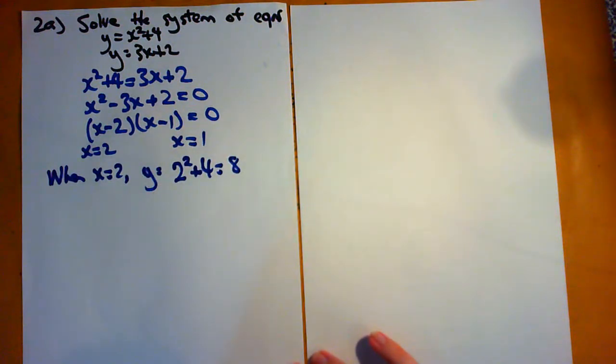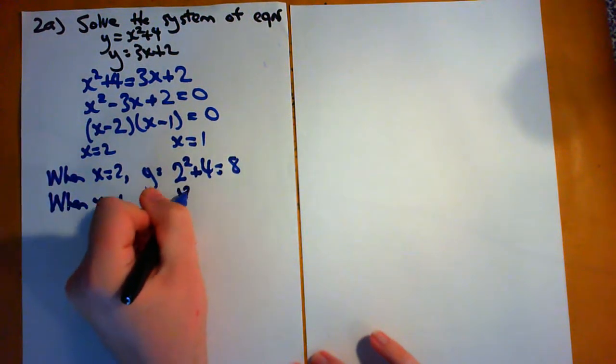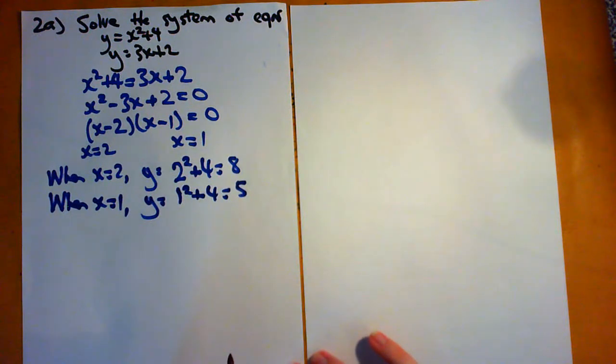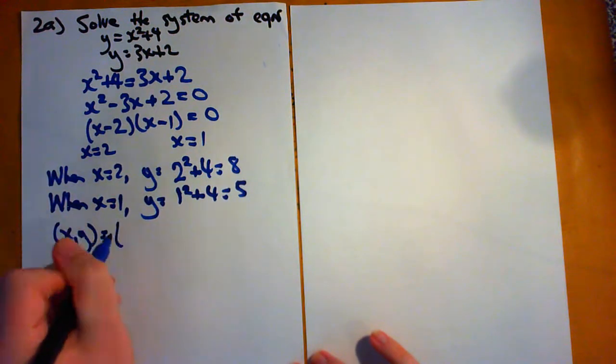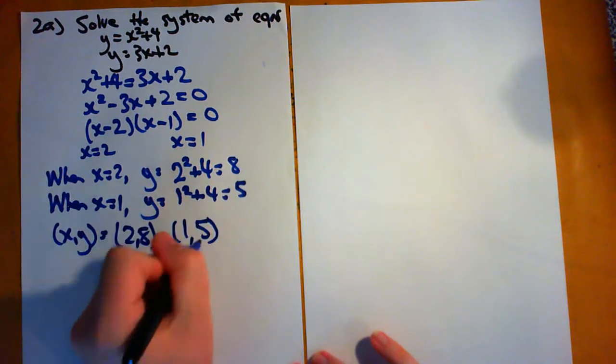And we'll check that that fits the other equation. y equals 3x, well that's 3 times 2 because x is 2, which is 6, plus 2 gives us 8. Okay, good. Now what about the other solution, which is when x equals 1, y equals 1 squared plus 4 gives us 5. And let's check equation 2. 3x is 3 times 1, which is 3, plus 2 is 5. Okay, so our solutions are x, y equals 2 and 8, and when x is 1, y is 5.